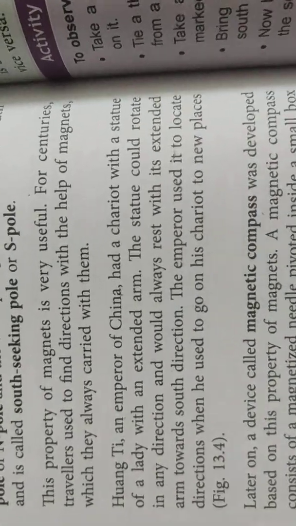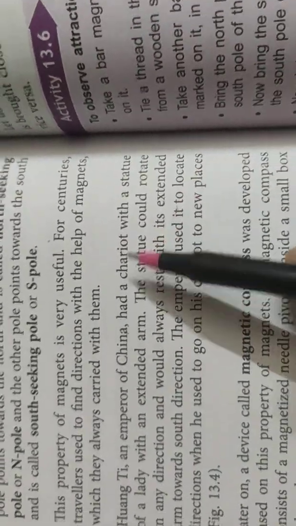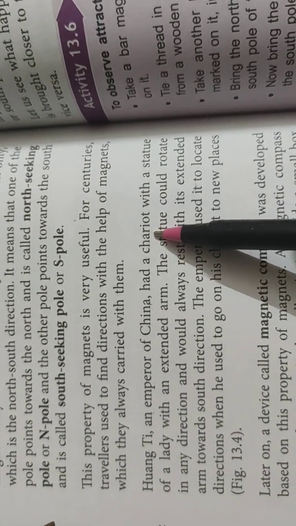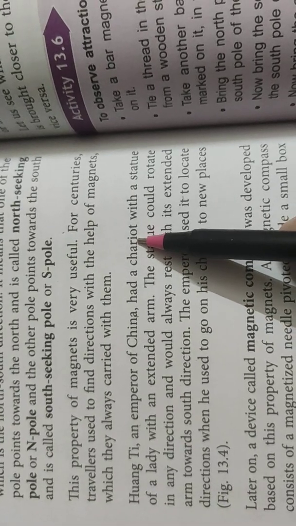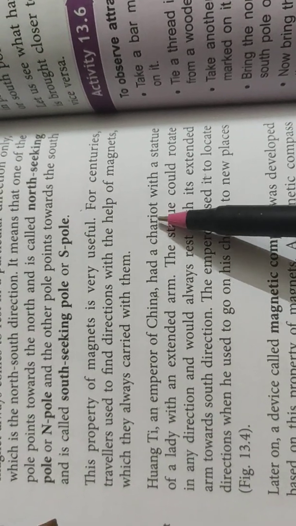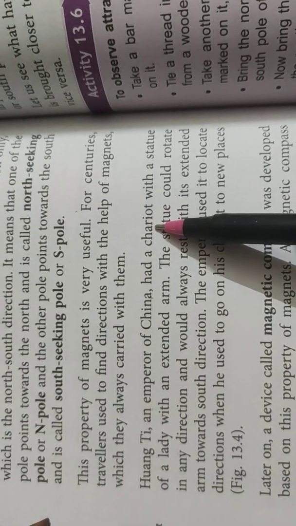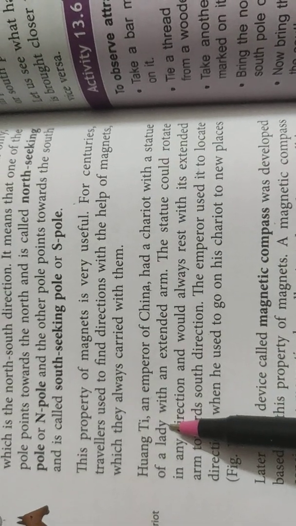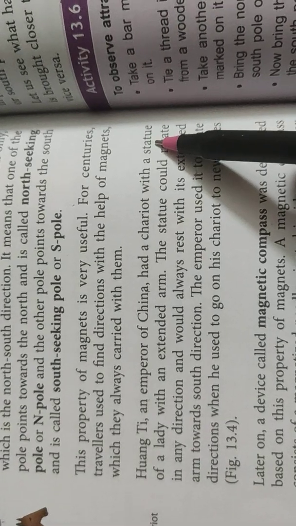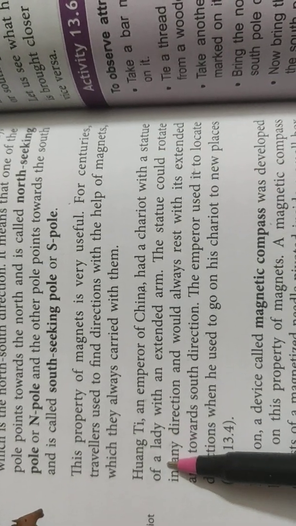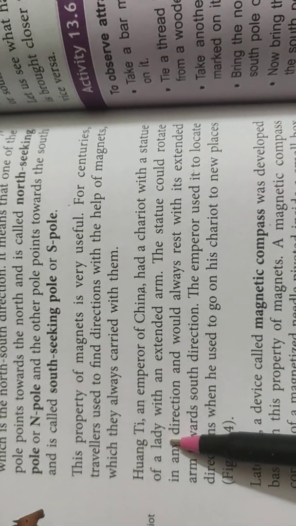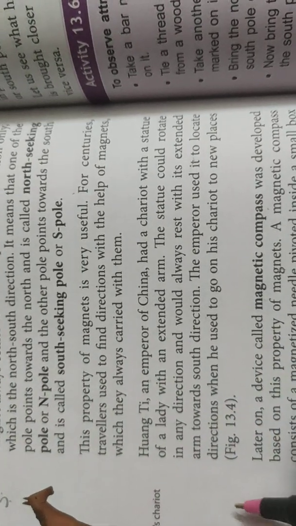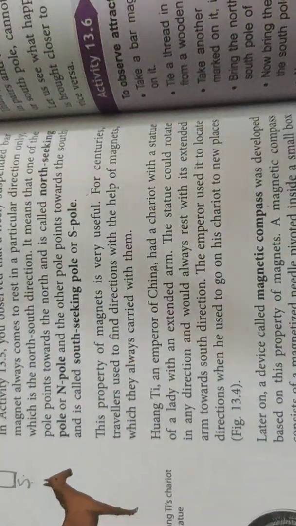Now this emperor of China, he had a chariot. Chariot means a rath, which we say rath in Hindi. The chariot is what the kings used to ride to go from here to there. And on that chariot he had a statue of a lady. Statue means murti. So he had a statue of a lady with an extended arm. Means a standing lady was there and her hand was pointing in one direction.